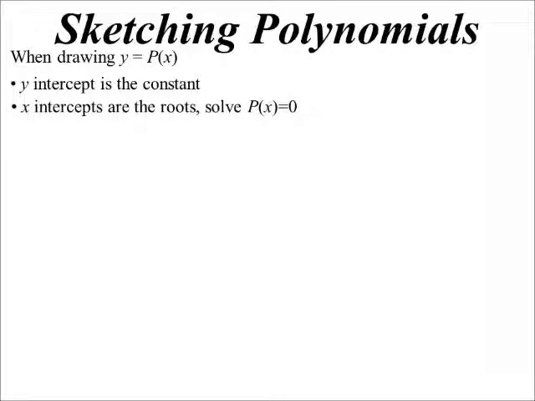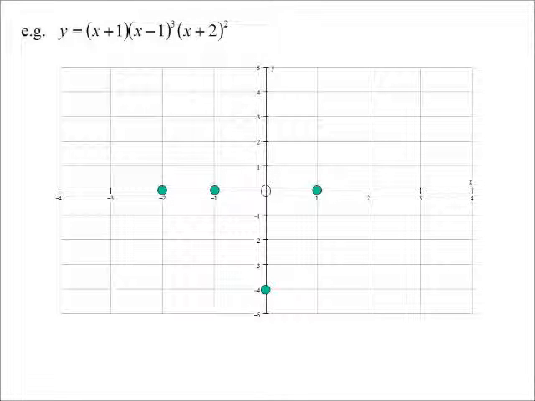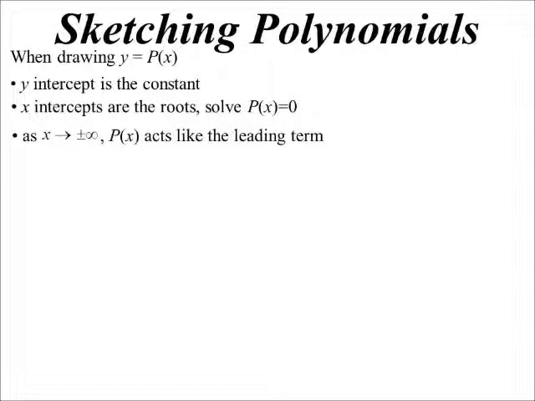Okay. The x-intercepts are the roots. So if it's easy to find, I will. Now in this case, mine's already factorised, so finding the x-intercepts will be easy. So I will plot them. Okay, I'm going to have minus 1. The next one will give me 1, and then the other one will give me minus 2.